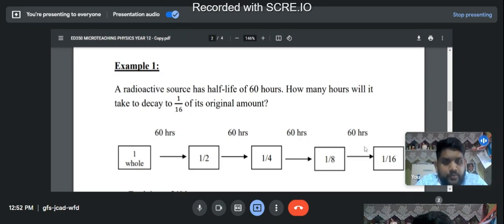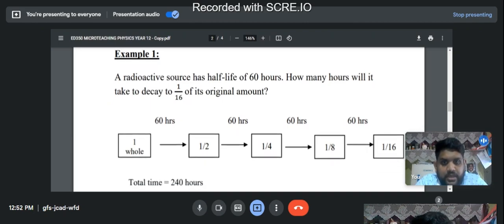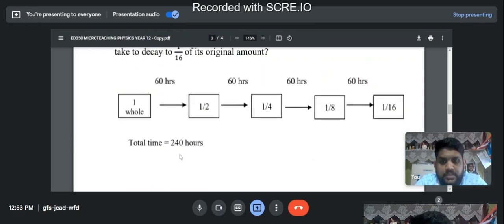And I've told you before, the half-life will be constant. We are getting this from the question. Now the total time is 60 plus 60 plus 60 plus 60. We have to stop at 1 over 16. So 60 plus 60 plus 60 plus 60 is 240 hours, or 60 times 4 is 240 hours.